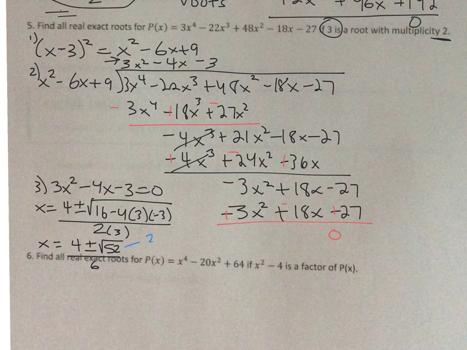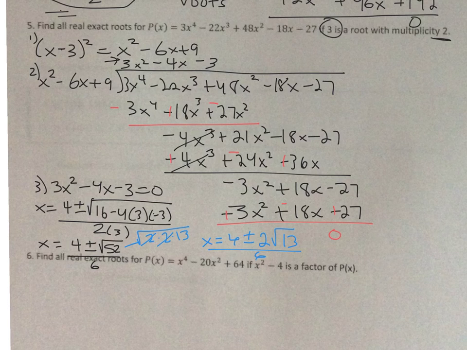52 is 2 times 26. 26 is 2 times 13. So the square root of 52 is 2 times 2 times 13. So that means you can pull out a 2. So x equals 4 plus or minus 2 square root of 13. It takes 2 to pull out 1. All of that is over 6.